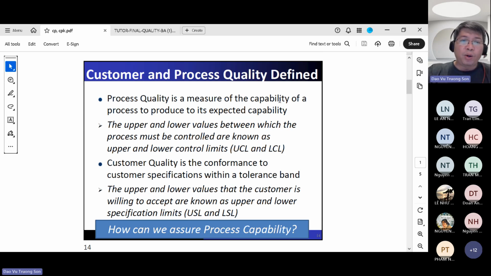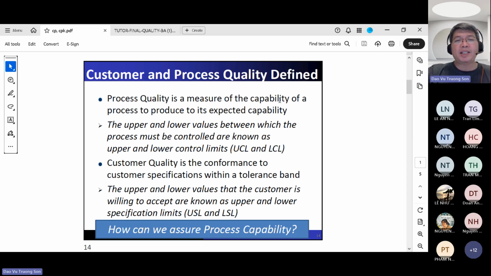What we already know is that for a process to be stable, based on rule number 1, all of the measurements have to be within the upper and lower control limits. That is rule number 1. Of course, there are other rules, number 2 to rule number 7, as well.